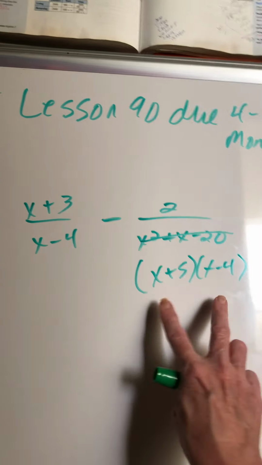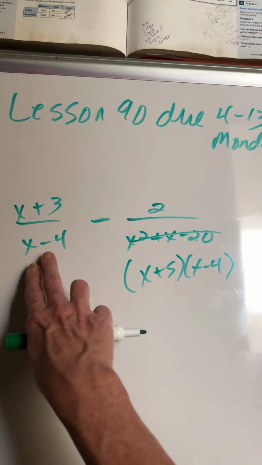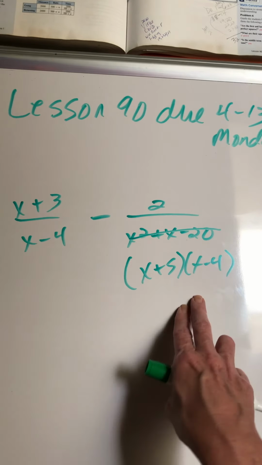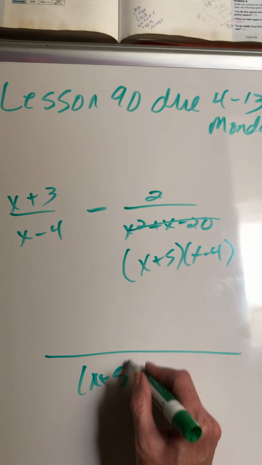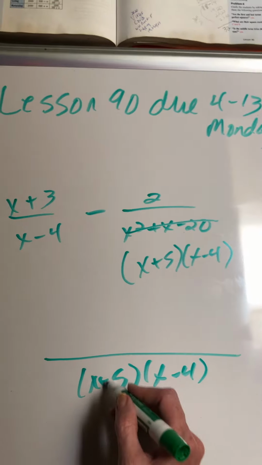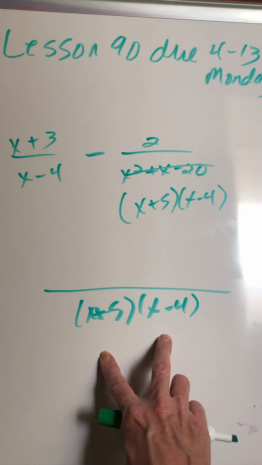Okay? So now we're looking at these. So then we want to find the common denominator. Well, we take what's here. So we take the x plus 5, and we take one of the x minus 4s. So that's my common denominator. That's my least common denominator.